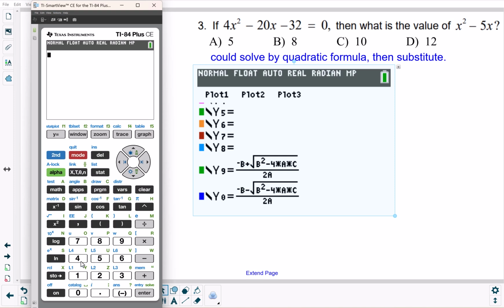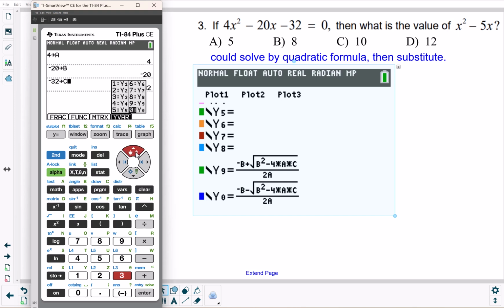So I'm going to need to put 4 and store that into the variable A. Negative 20 store into the variable B. And negative 32 store into the variable C. And now what I'm going to do is bring up Y9 by pressing alpha trace. And number 9 is the Y9. And once I press enter, it'll take the current values of A, B, and C, substitute into here, and give me an answer. It looks like it might be irrational.